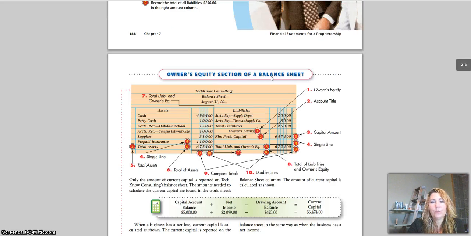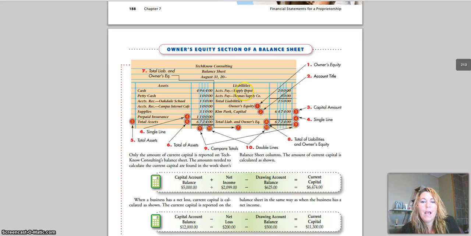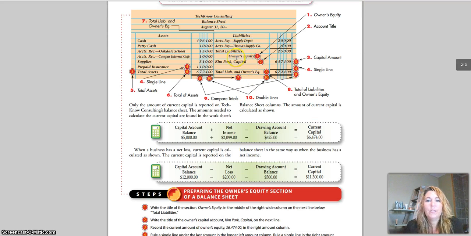The next section we're going to do is the owner's equity. And this one gets a little different. We're going to put our header again, owner's equity, and we're going to center it. The only account we're going to list is our capital. Because this is only one owner, we only have one owner's name and capital to list. So Kim Park, Capital.